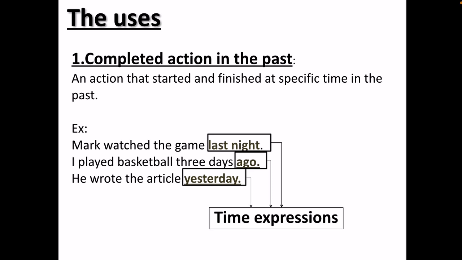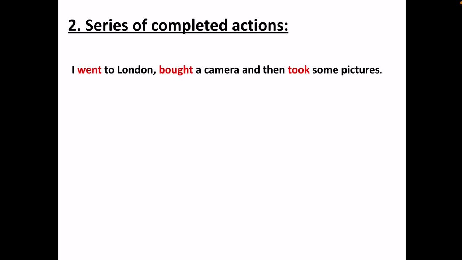Let's move on to the second use. Series of completed actions. For example, I went to London, bought a camera, then took some pictures. This is one sentence with a series of actions that have all finished. I went to London, bought a camera, and then took some pictures.